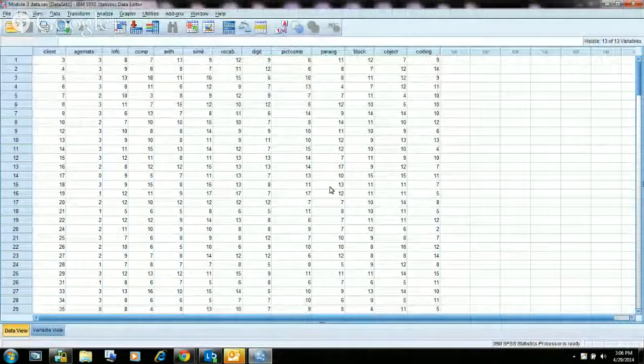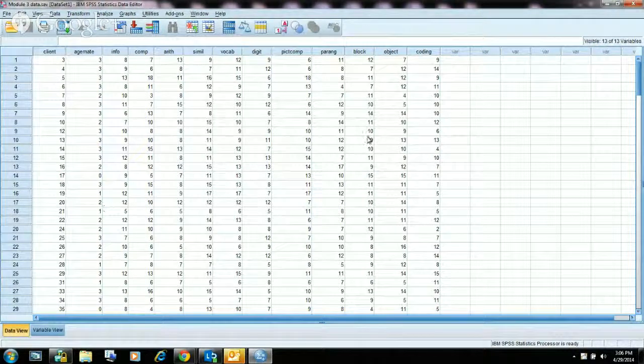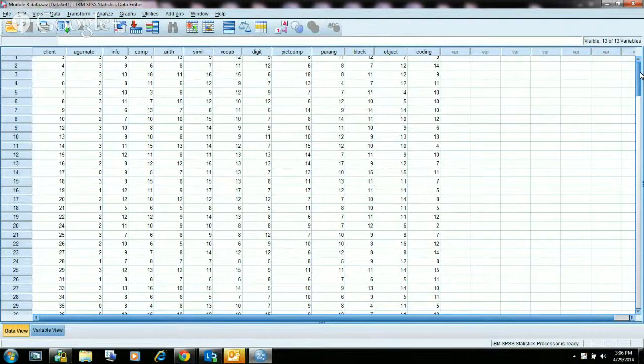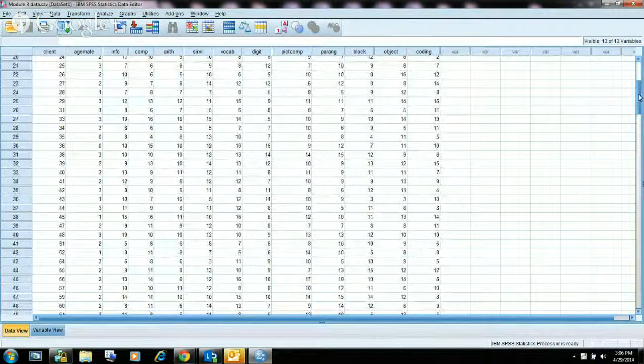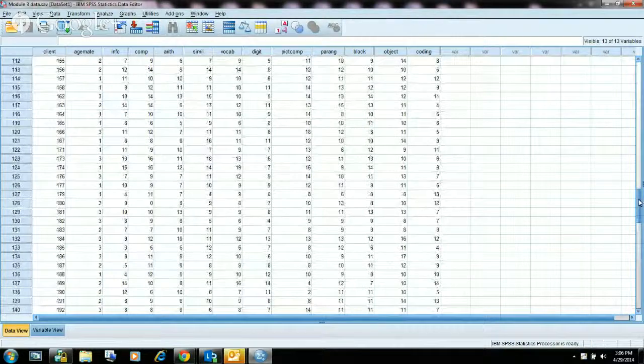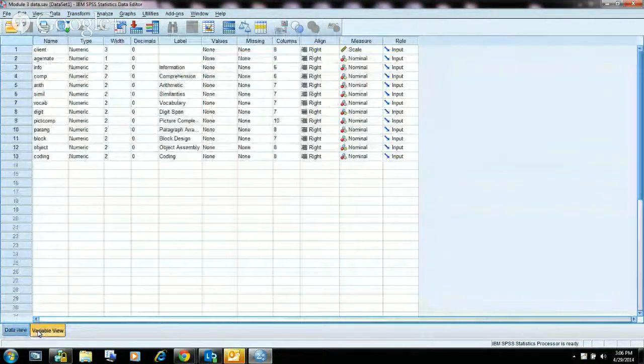Okay, so this particular data set represents 175 children who completed the WISC-4, and these are their various scores on the subtests of the WISC-4. So first I'm going to scan the data set visually just to see if we have any missing data. We don't. Also, you can go to variable view and look in the missing data column, and you can also see that we don't have any missing data there.